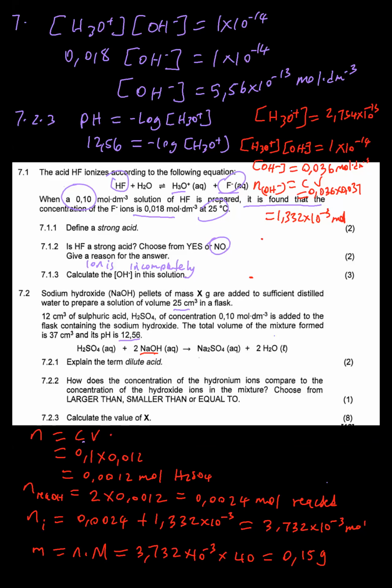No, it's not. The total volume of the mixture of the formers is 37 cubic centimeters and its pH is 12.56. So then we find the concentration of hydronium ions.